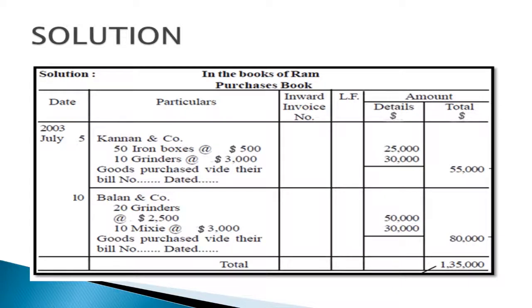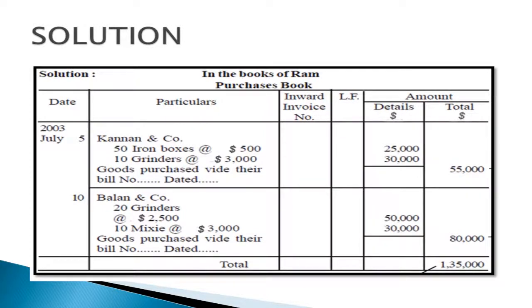So in this case, we will write Balan and Company, and under it we will write 20 grinders at $2,500 and 10 mixers at $3,000. So in details we will write $50,000 and $30,000, and the total will be $80,000. And moving on to the transaction held on 20th July, it will not be recorded. The reason behind it is an asset, and assets are never recorded whether it is on cash or credit basis. So at the end we will find the total is 55,000 plus 80,000, that comes to be $1,35,000.